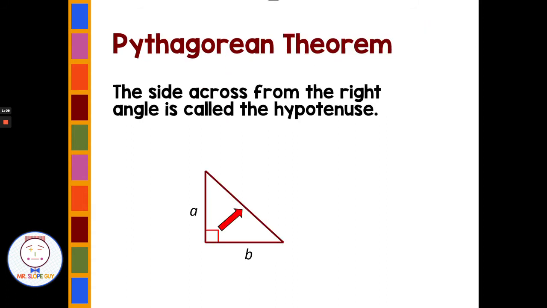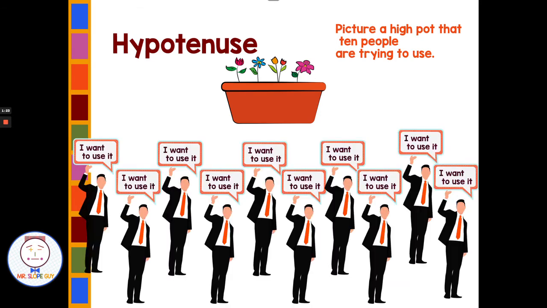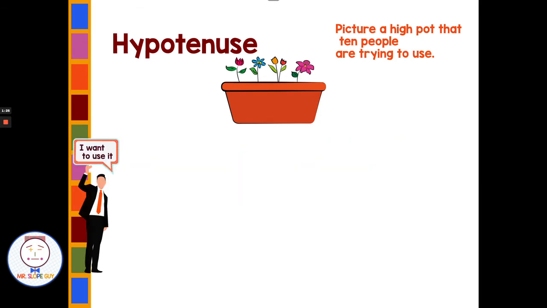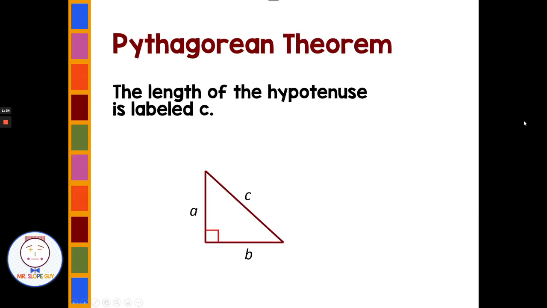For hypotenuse, to remember that word, we want to try to picture a high pot that 10 people are trying to use. High pot 10 use. I want to use it. Picture a high pot that 10 people are trying to use. Hypotenuse. And we're going to label the hypotenuse C.